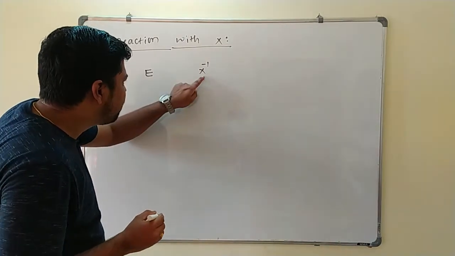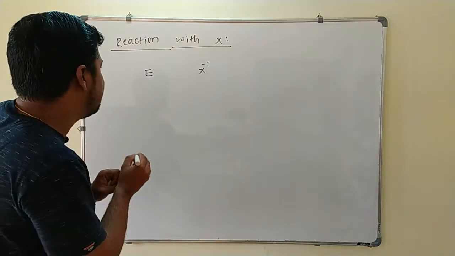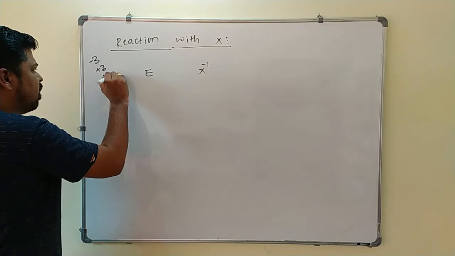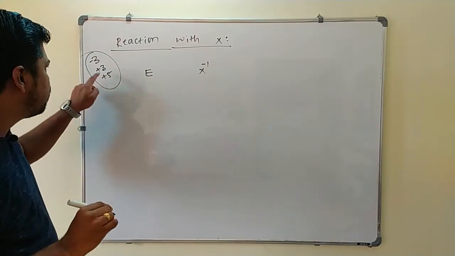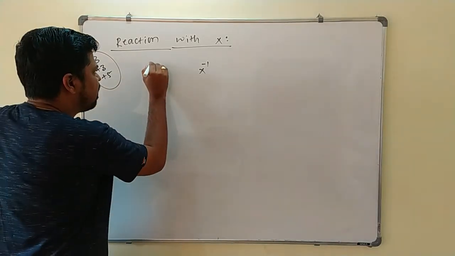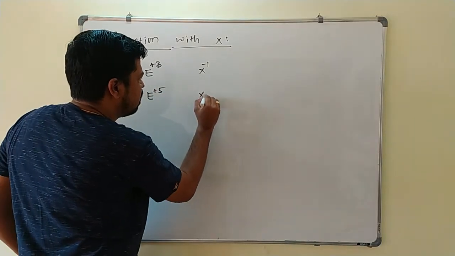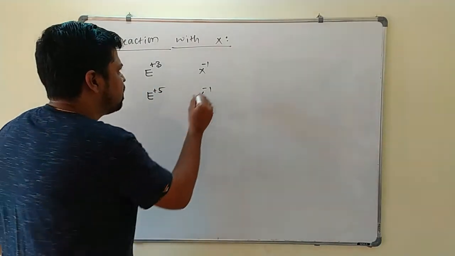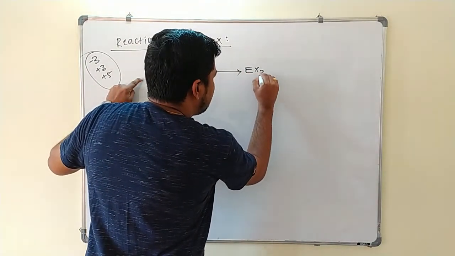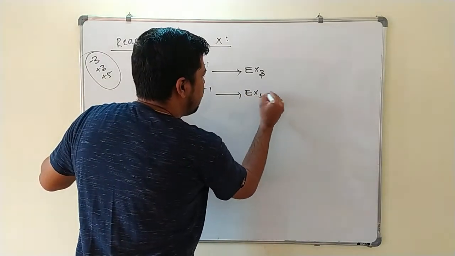So if the halogen is showing a negative oxidation state, then the group 15 element will show a positive oxidation state. Group 15 elements show -3, +3 and +5. In the positive oxidation state, two possibilities are there, +3 and +5. So what I will take here, it may be +3 or it may be +5. The halogen is again -1 only. So what type of compound is formed here? EX3 type of halide, and this is EX5 type of halide.